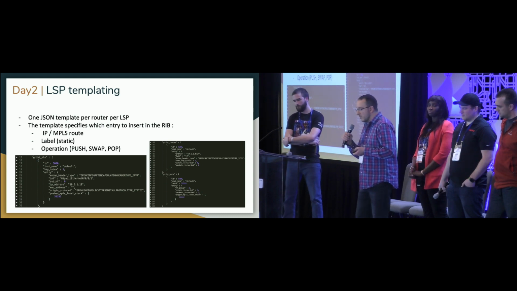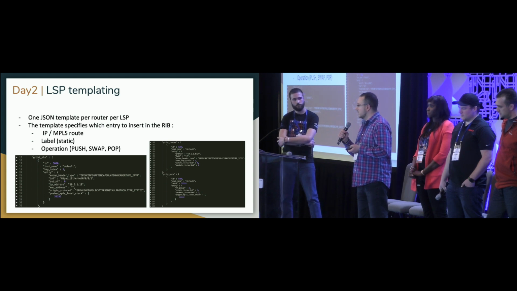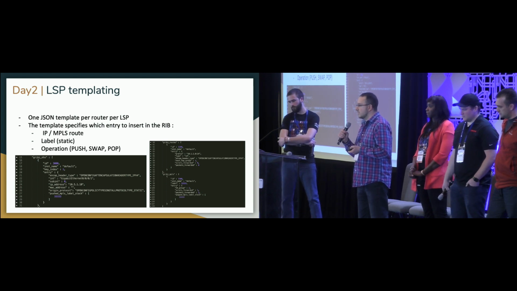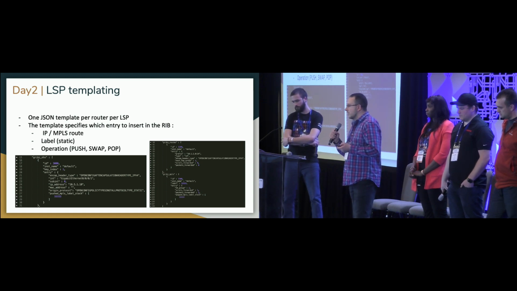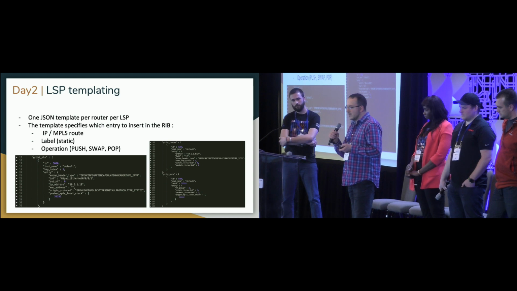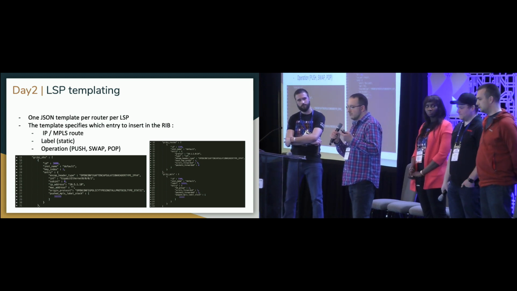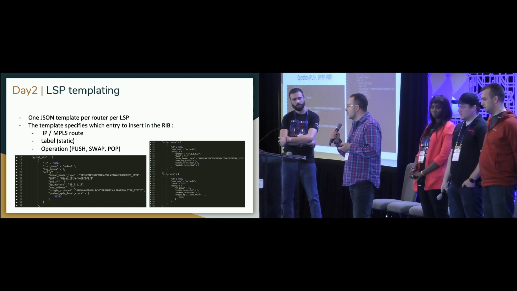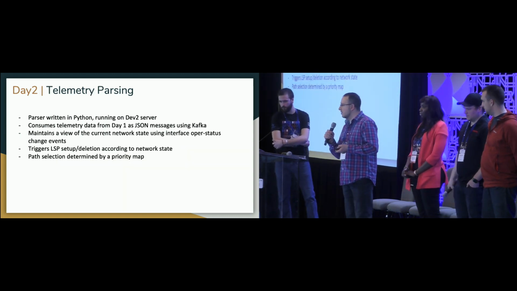So there is one JSON template per router per LSP, and if you were to open one of those JSON files and look inside, all we're really doing is telling the router to go ahead and inject this prefix with this next hop and outgoing interface, and do some MPLS label operation. Depending on whether the traffic is entering or leaving the network, the router will do a push, swap, or pop operation. Then I'll turn it over to Antoine to talk next about the parser, and he's going to give you a demo at the end.